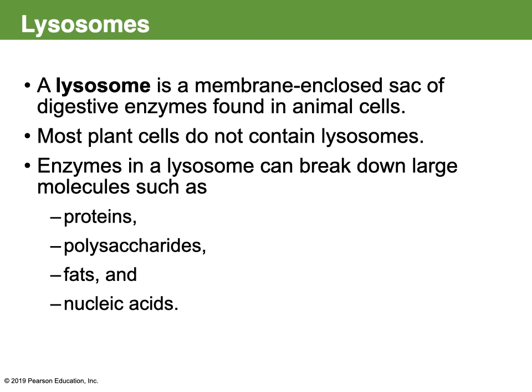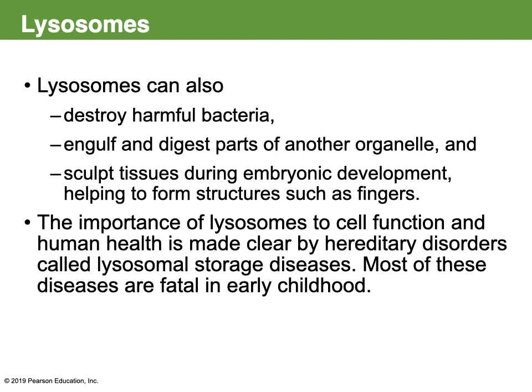Okay, skipping over that. Now, lysosomes. Lys refers to splitting or breaking down. So a lysosome is a membrane-enclosed sac of digestive enzymes found in animal cells. Most plant cells don't have these. Enzymes in a lysosome can break down big molecules like proteins, polysaccharides, fats, and nucleic acids. They're also good for destroying harmful bacteria, engulfing and digesting parts of another organelle, like recycling parts of a worn-out organelle, and sculpting tissues during embryonic development.